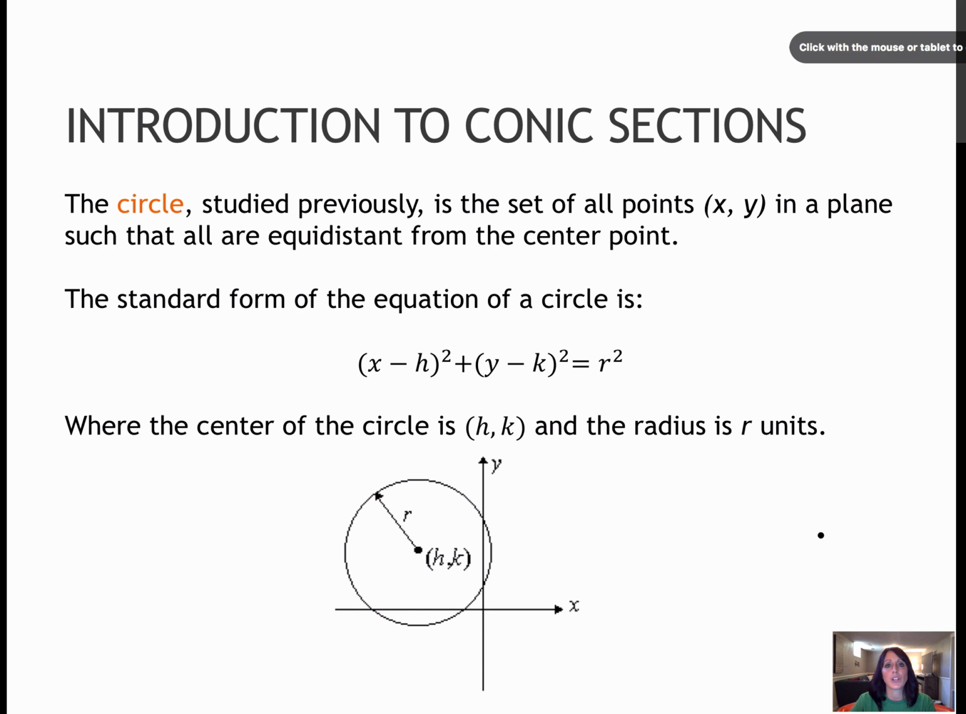So the circle that we've already talked about is the set of all points x, comma, y in a plane such that they're equidistant from the center point, which is right here. So the center point, they're all essentially r units away from the center point. We've already talked about the equation of a circle. x minus h quantity squared plus y minus k quantity squared equals r squared, where r is the radius. And of course, h comma k is the center of the circle.